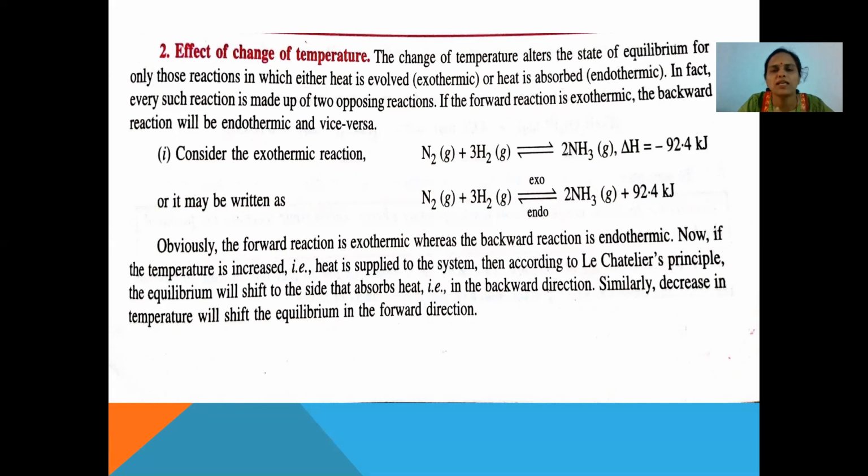But if you apply a high temperature, instead of proceeding in the forward direction, the reaction proceeds in the backward direction. So the effect of increase in temperature in the case of an exothermic reaction is that the reaction is favored in the backward direction. Low temperature is favorable. Whereas for endothermic reactions, high temperature is favorable and the reaction proceeds in the forward direction.